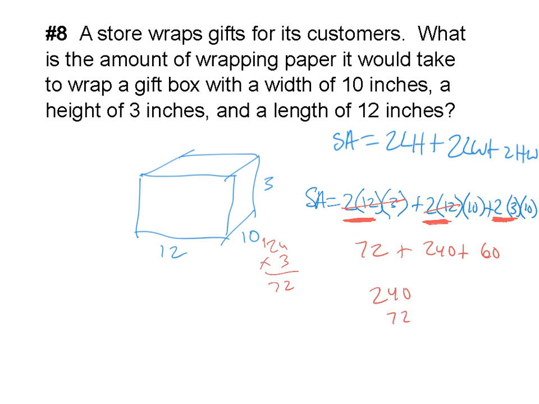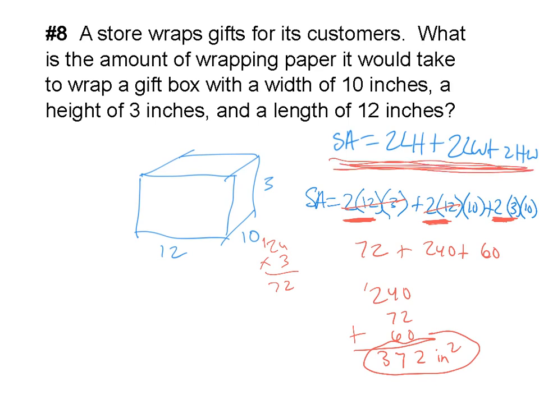Careful how you line up your numbers. Get your 1s and 10s column underneath each other. So it gives us 2, 7, and 3. 372 inches squared of wrapping paper it's going to take. Okay, that's how you'll do number 8. Okay, set up your formula just like this. There it is. Write that down next to number 8. Fill in all your pieces, add up each of your chunks, and you'll get your answer.